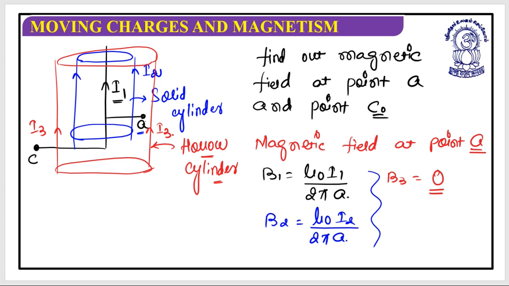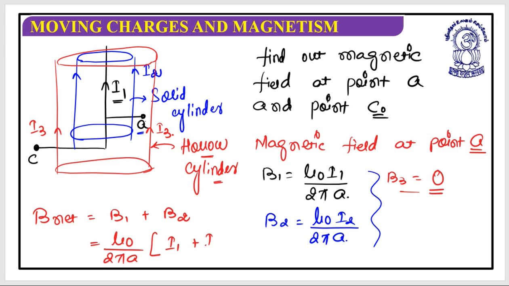So when I go for the B net, it would be B1 plus B2. No need to write B3 as it is already 0. So this is equal to mu naught by 2 pi A into bracket I1 plus I2. I hope these things are clear. Is it clear?